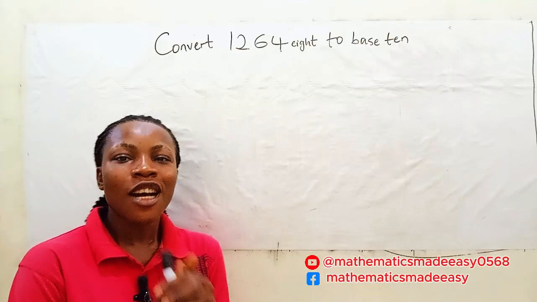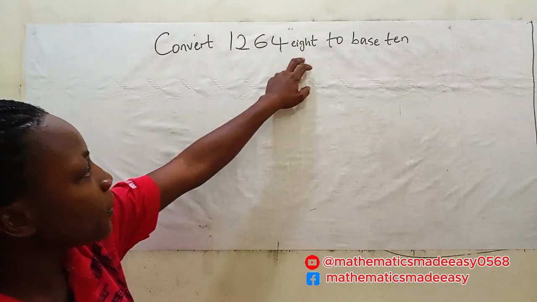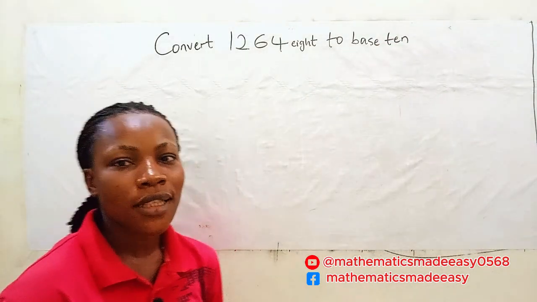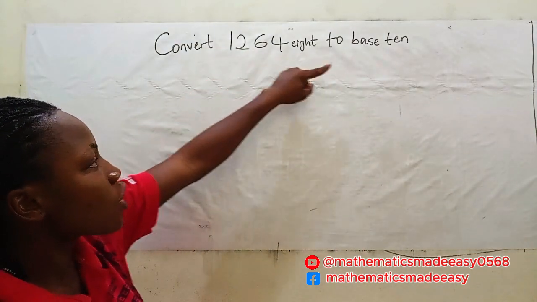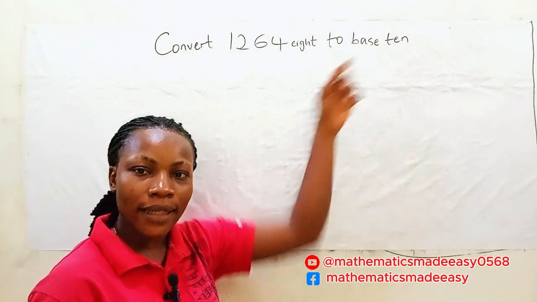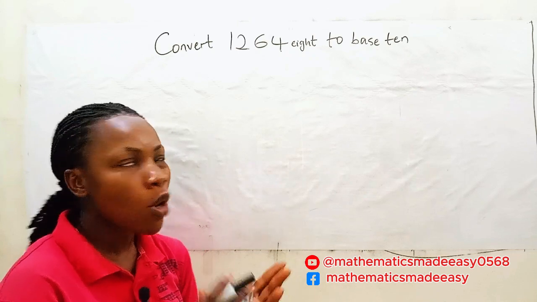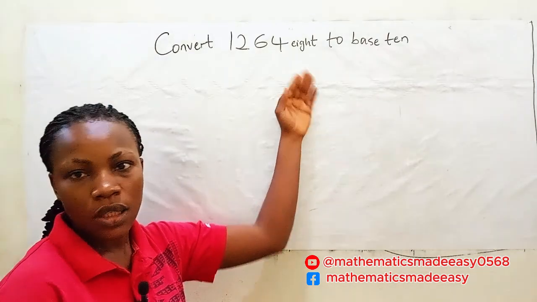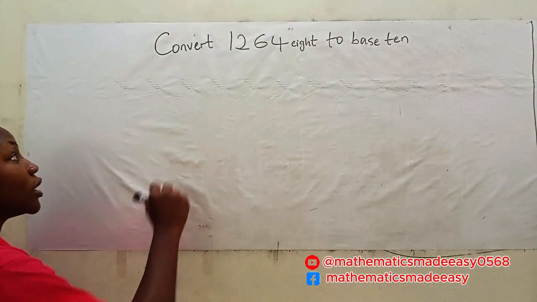Alright, here we are asked to convert 1264 in base 8 to base 10. So this number is in base 8, so we have to convert it to a number in base 10. What we have to do is to multiply each of these by 8, that is the base. So let's go on to do it.